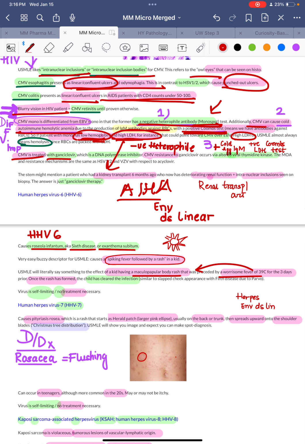So for CMV, we're going to treat with ganciclovir, and they can also ask you the mechanism of action and resistance, which is the same as acyclovir: a DNA polymerase inhibitor that causes chain termination. CMV resistance can be caused by altered viral thymidine kinase, right? So it is very important that you know these mechanisms as well, especially for Step 1 and Step 3.